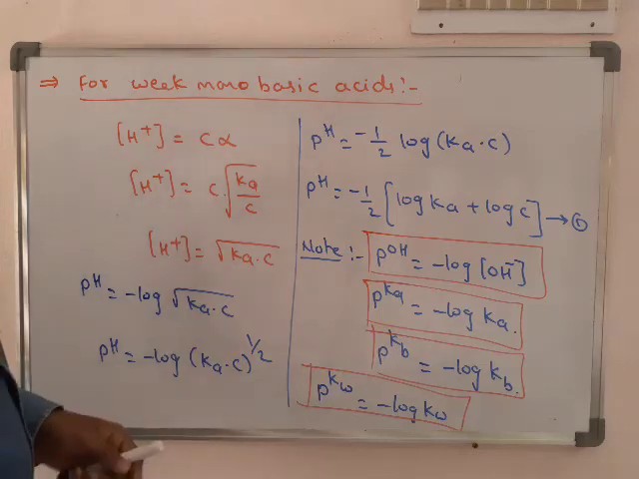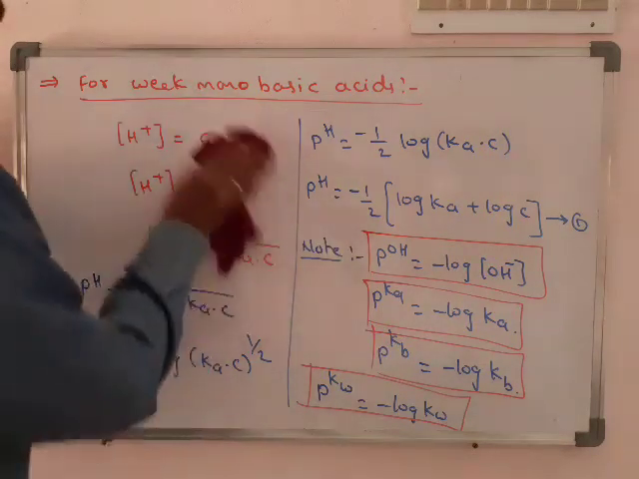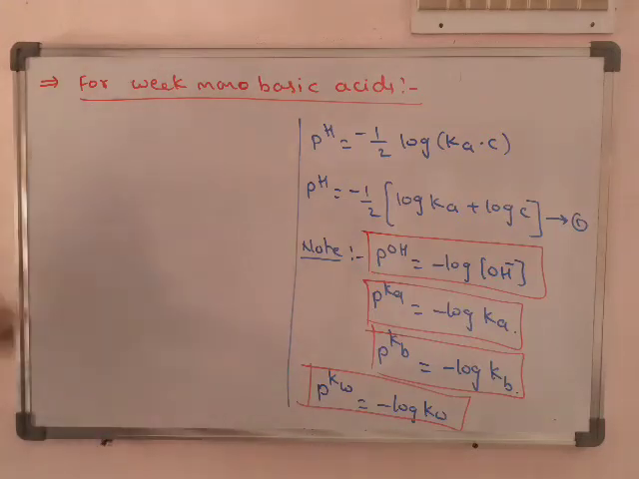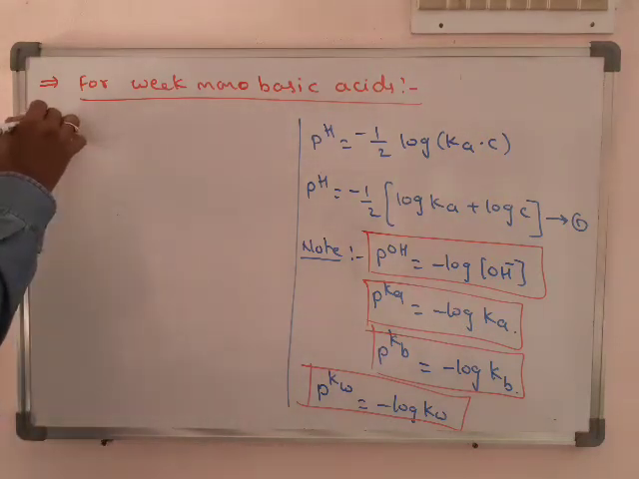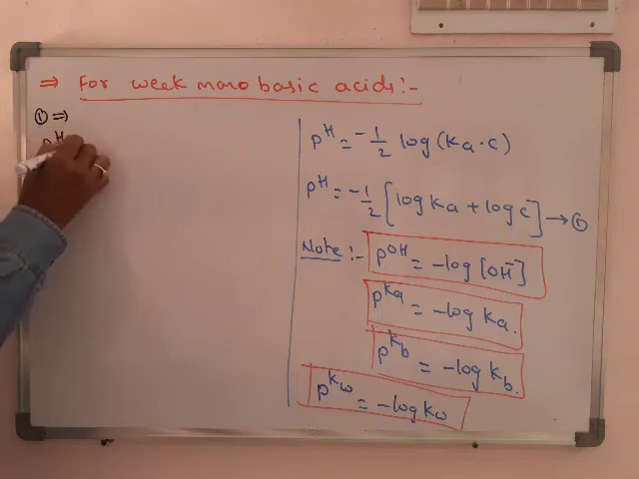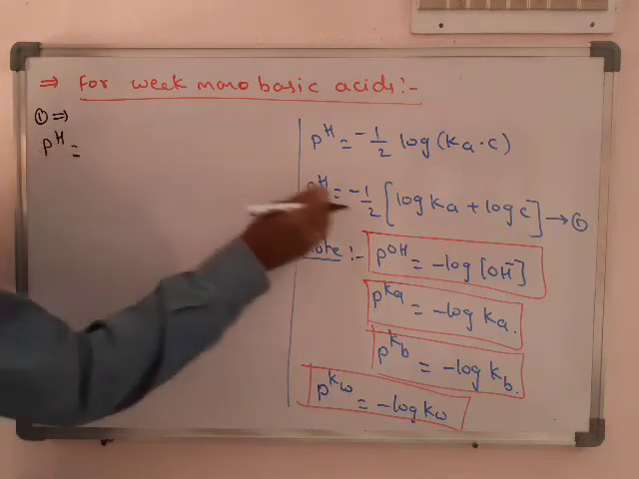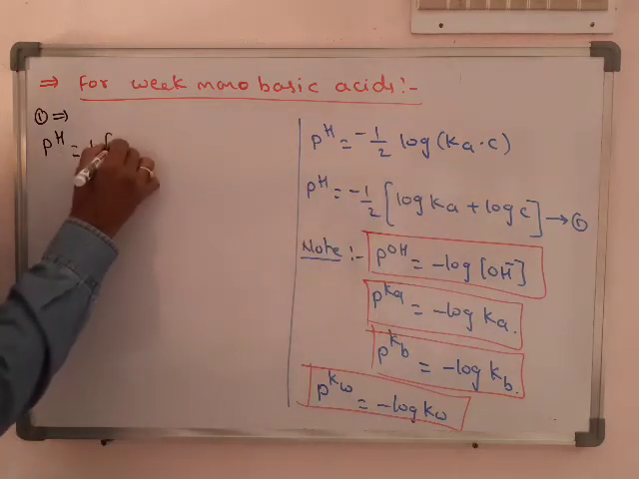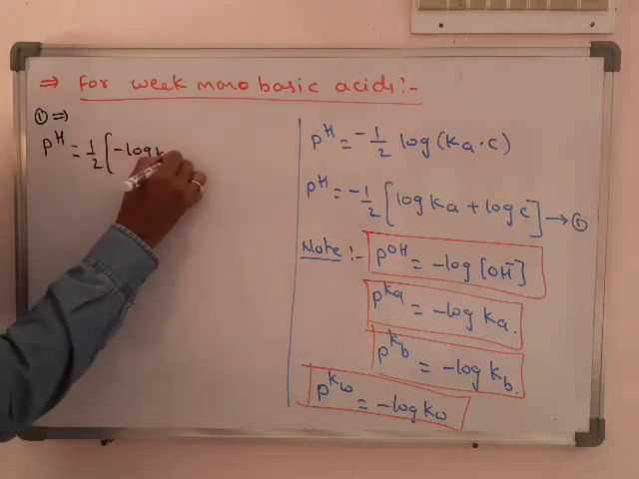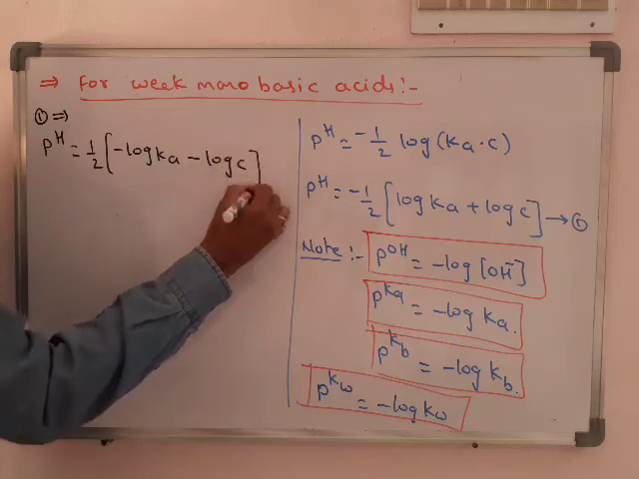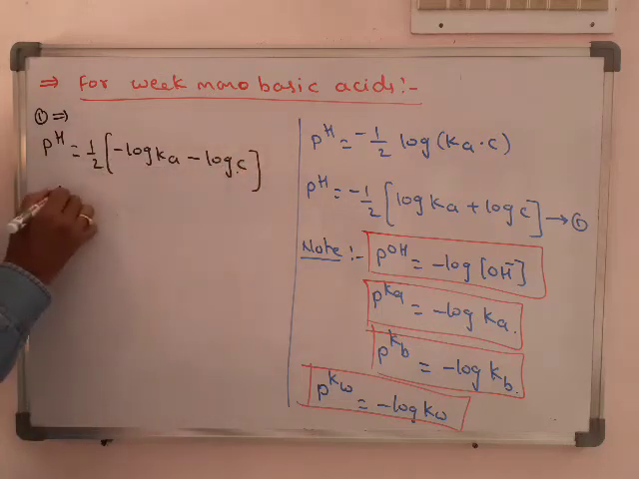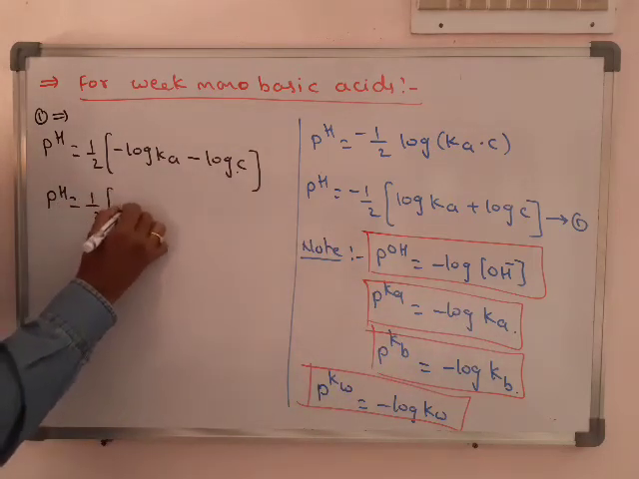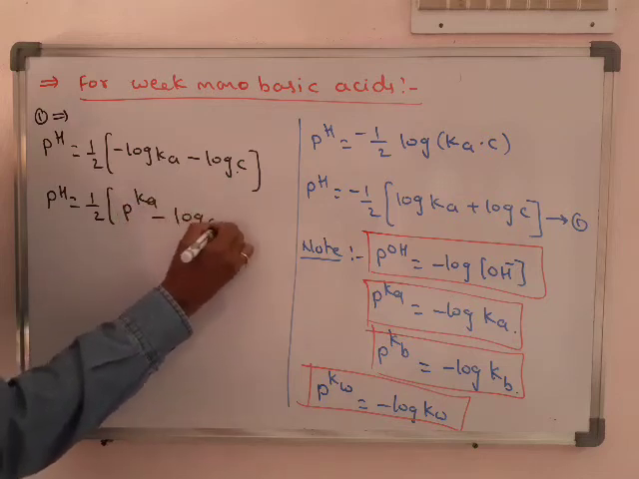Okay, now apply this in equation 1. From equation 1 we can say minus 1 by 2, the minus 1 transfers inside, so minus log K minus log C. In the place of minus log K, we can write pKa, so it becomes half pKa minus log C.